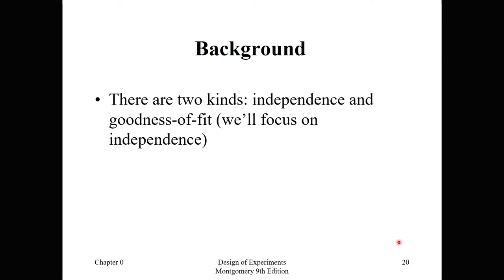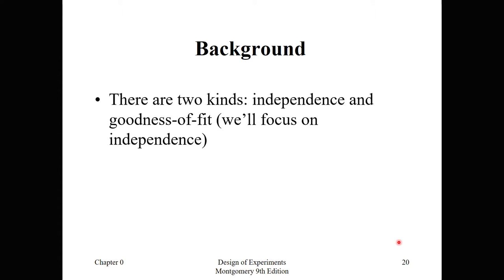So there's two kinds of chi-squared tests, the test of independence and the goodness of fit test. The test of independence looks at the relationship between two or more variables and determines if they're independent from one another. The goodness of fit test compares to a fixed set of values and determines if the fixed set of values is the same or different than what we actually observe.